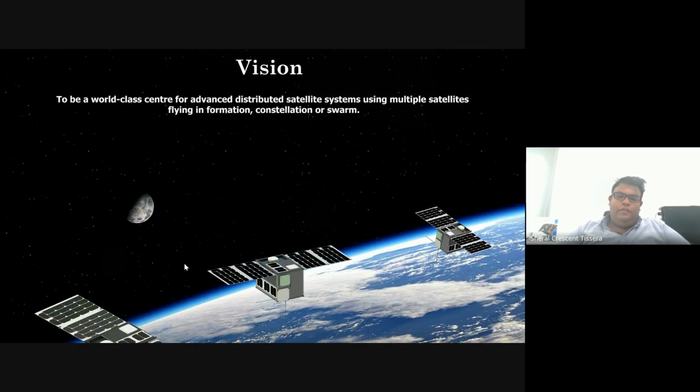So the vision of the STAR Center is to be a world-class center for advanced distributed satellite systems using multiple satellites flying in formation, constellation, or swarm. So most of the research work that we do in our research center is aligned with distributed satellite systems.